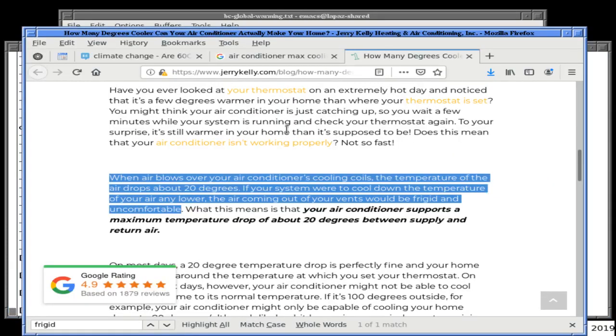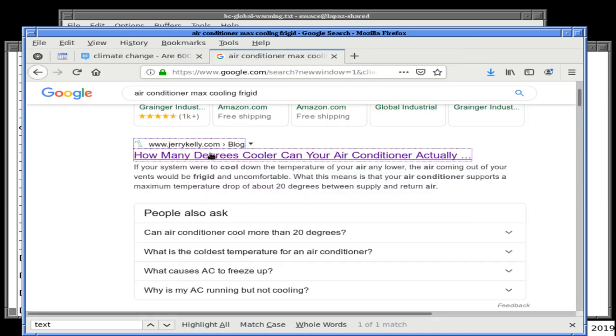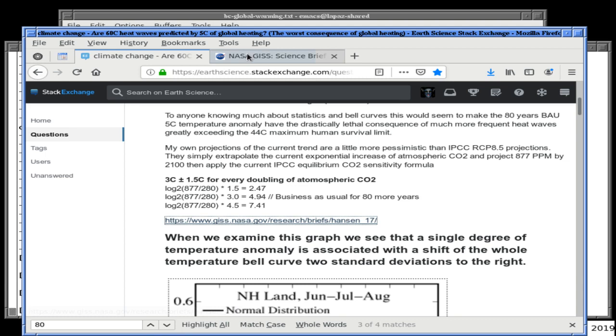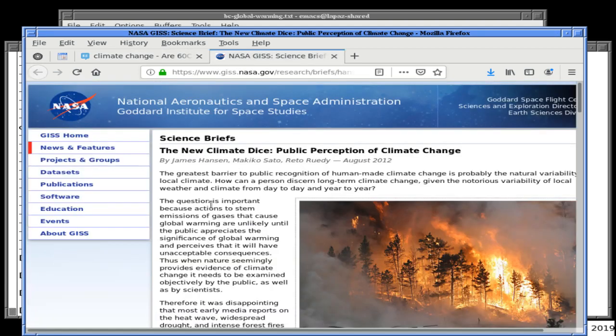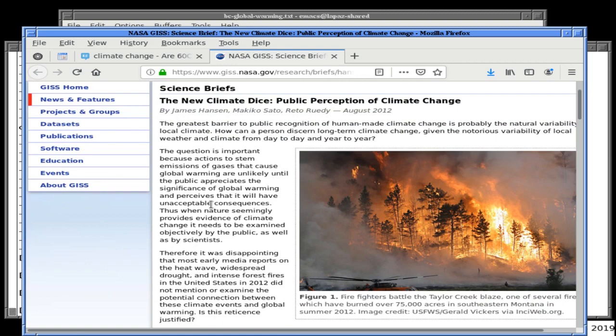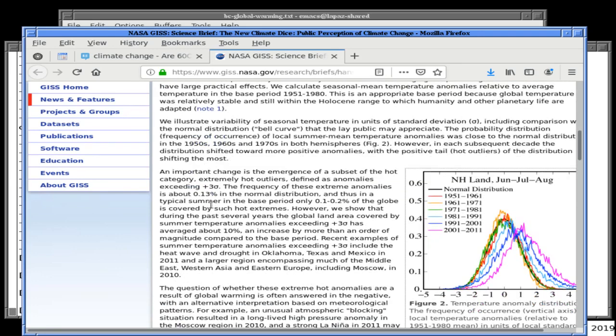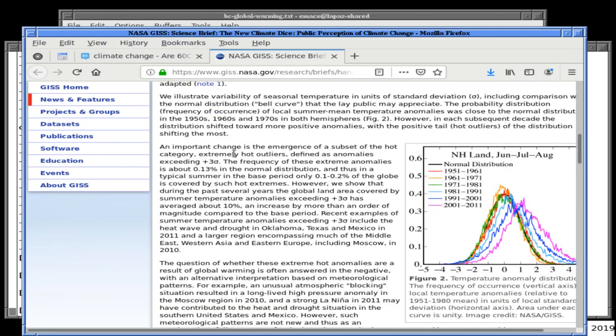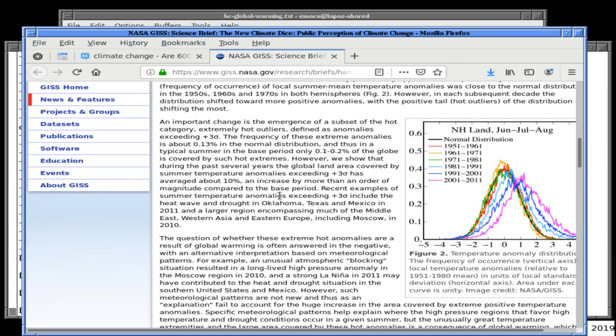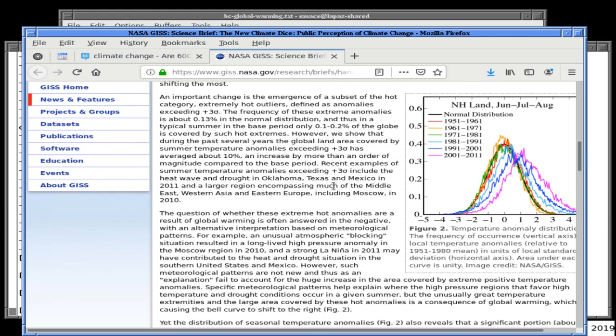All right. Okay, let's take a look here. We've gotten this out of the way. Now let's look at this science brief. Oh, we had that up at some point and we lost it. Anyway, because I went to look for Hansen. Let's see. Extremely hot outliers defined as anomalies exceeding 3 sigma, and thus a typical summer has only one. However, we show that during the past years, the global land area covered by summer temperature has averaged an increase of more than an order of magnitude. Recent examples include heat wave. They didn't mention New Mexico. I'm annoyed. Although maybe we didn't have it.